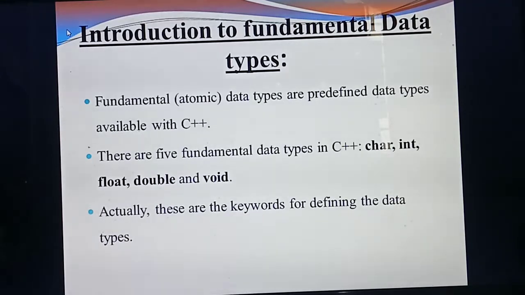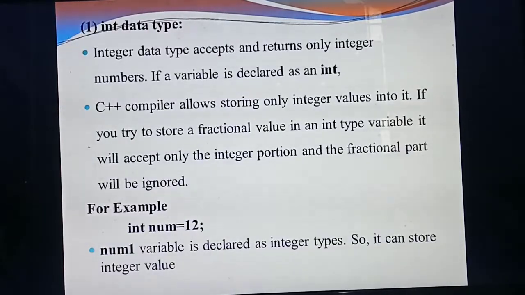Understand what are the 5 important fundamental data types in C++? Character, int, float, double and void. Okay. So using this you can define your data types. Understand? So next we are going to study about each data type in detail. Okay. So first thing is int data type.